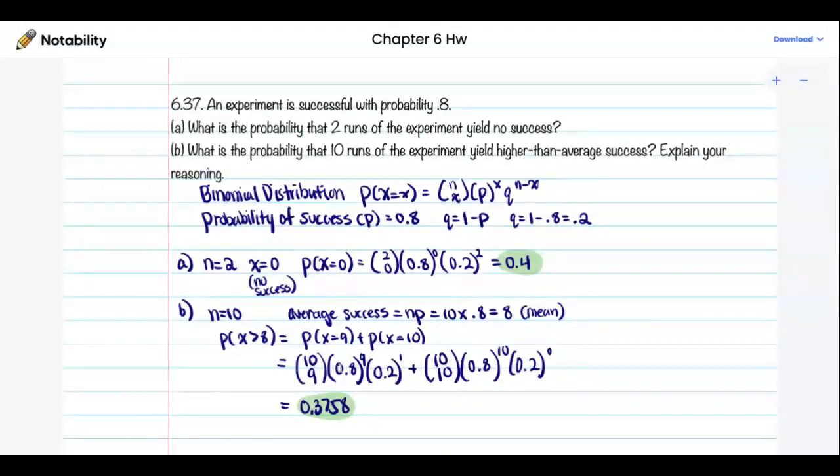And then for this part we use binomial distribution. 10 choose 9 times 0.8 to the 9th power times 0.2 to the 1st power plus 10 choose 10 times 0.8 to the 10th power times 0.2 to the 0th power, which gives us the probability 0.3758.